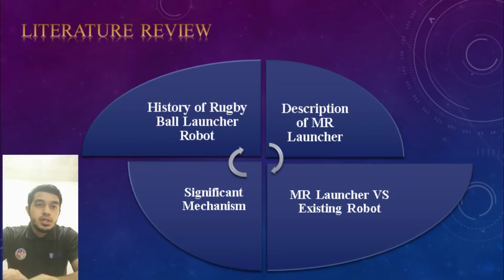Now we move to the literature review. This section contains the history of the Rugby Launcher Robot, the description of the MR launcher, the MR launcher versus the existing robot, and the last one is the significance of the mechanism.